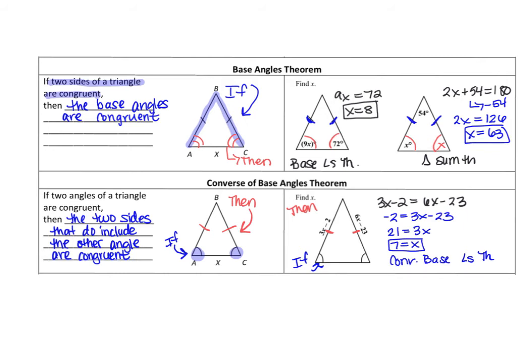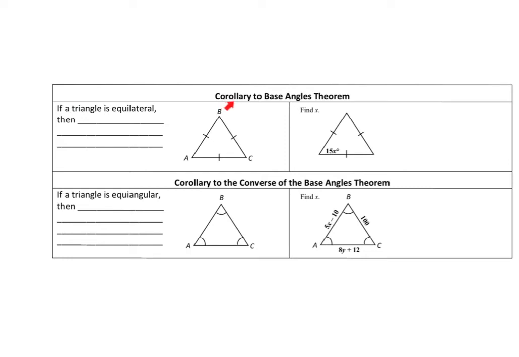So to tell the difference between the two, the base angle theorem will give you congruent sides, and you're going to be finding angles. The converse of base angles theorem will give you the angles, then you'll be asked to find the sides. Let's take a look at the corollary to base angles theorem.